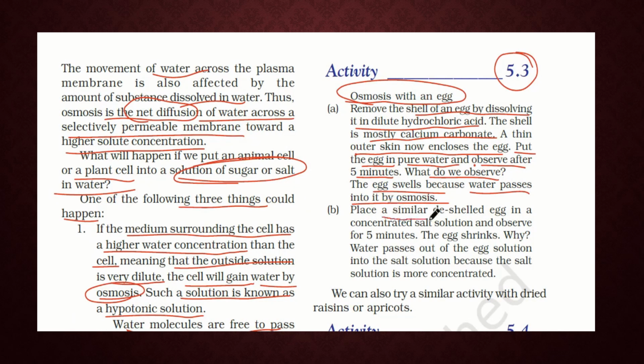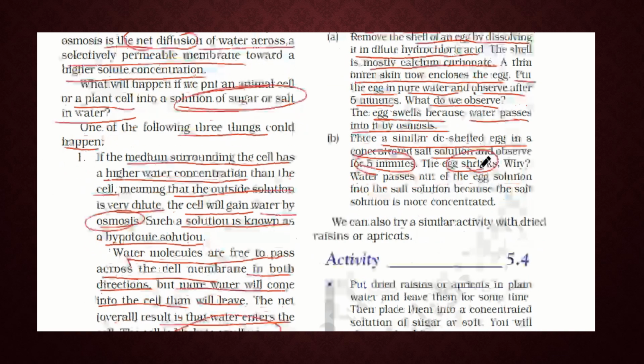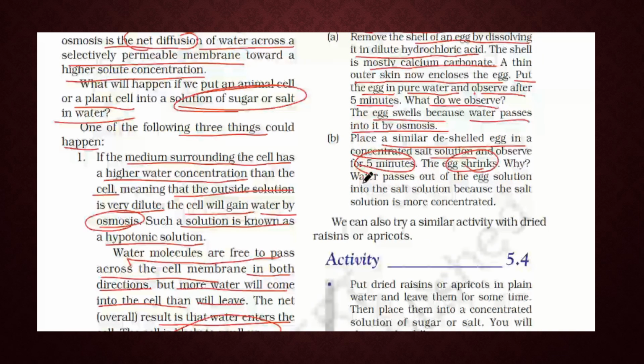Now place a similar de-shelled egg in concentrated salt solution and observe after 5 minutes. So what will happen in this case? As the concentrated solution is outside, the egg will shrink. And why? Because the water passes out of the egg solution into the salt solution, because the salt solution is more concentrated. Is it clear to everyone? Now we are clear with these two experiments: what is osmosis, what happens when the cell swells up, and what happens when the cell shrinks.